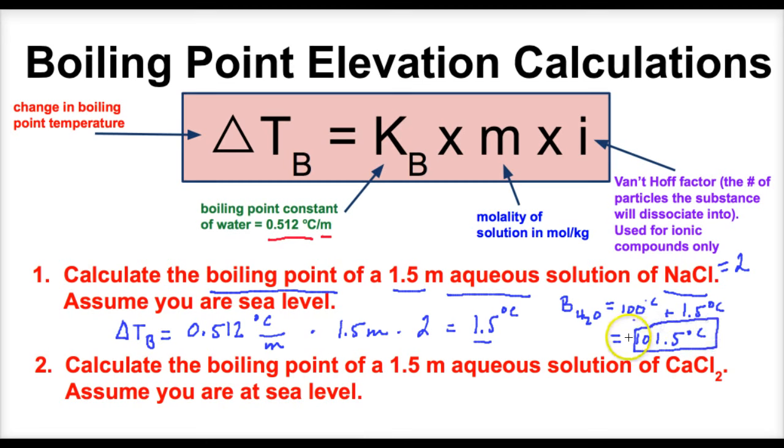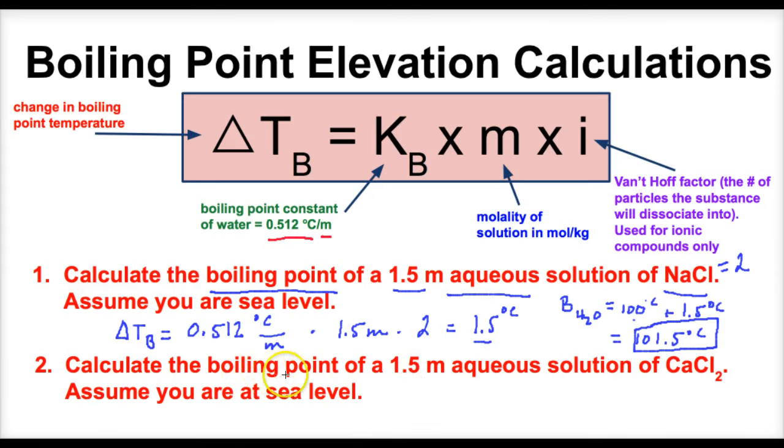So what will the boiling point be of a 1.5 molal aqueous solution of NaCl, assuming that we're at sea level? It looks like this solution of salt water is going to boil at a temperature of 101.5, right? The boiling point has been changed by a temperature of 1.5 degrees Celsius.